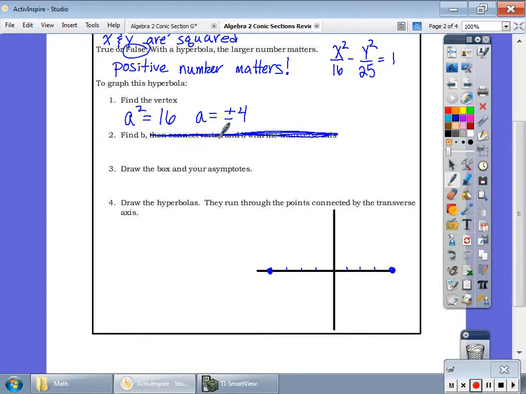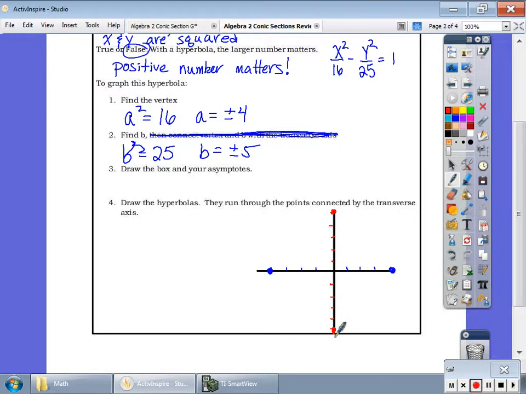We're going to let b squared equal which number up there? 25. And so that means b is equal to plus or minus 5. And so, which axis do I plot those on? 1, 2, 3, 4, 5. Put a point. And we put a point.